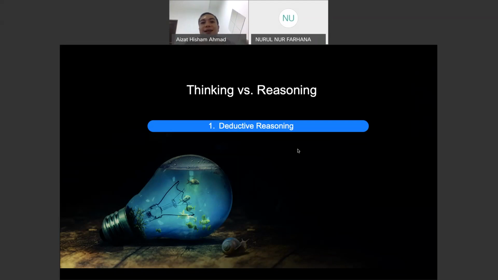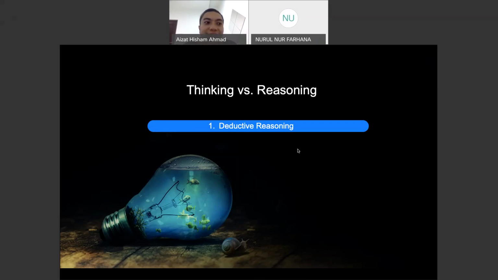The word itself, deduct, means it's like from top to bottom: a general perspective and then a specific perspective. An example would be, take me for example. Everyone knows that humans, men, are mortal, which means that we will face death one day. And then the statement of me as an example: Aizat is a man. So what is the deductive reasoning?